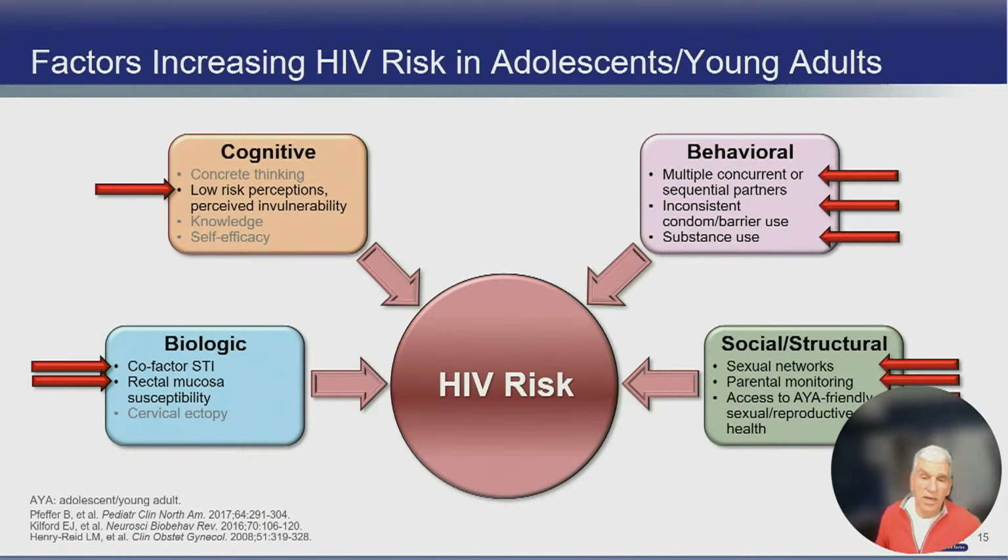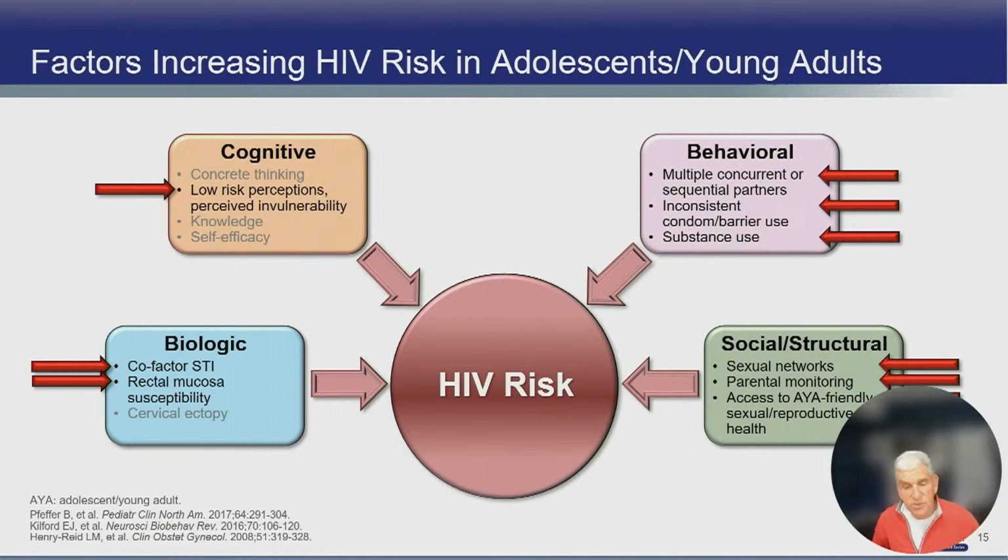Behavioral, their behavior, what kind of activities they do. Do they drink? Do they do other things to alter their consciousness? Do they have irresponsible behavior, so to speak? Are they using substances? Do they have multiple partners? And then what kind of networks are they in? Are people doing that in their school, in their peer group?